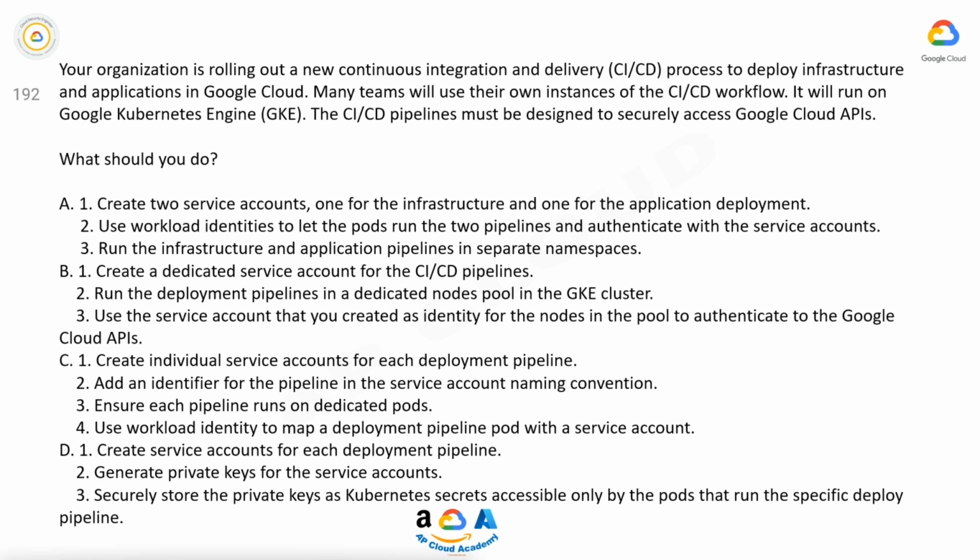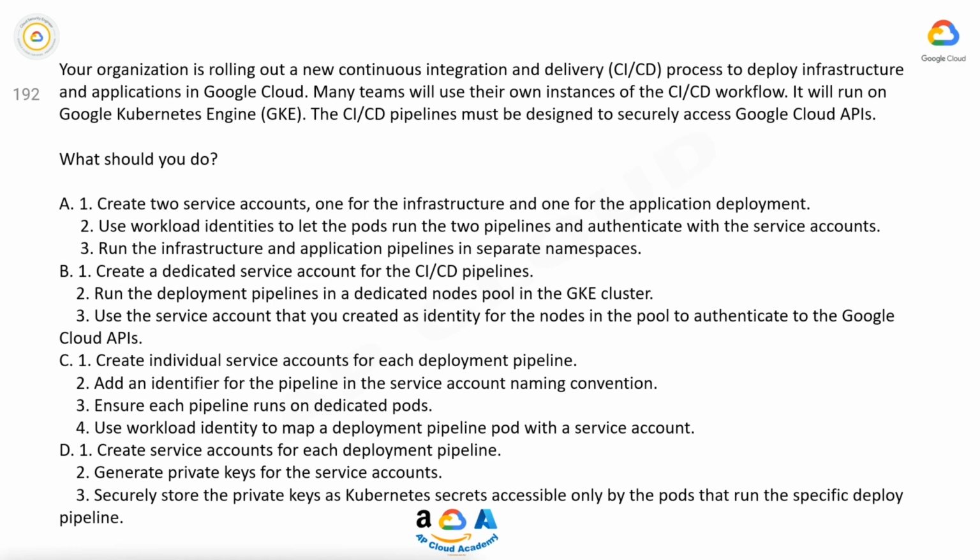B. 1. Create a dedicated service account for the CI/CD pipelines. 2. Run the deployment pipelines in a dedicated node pool in the GKE cluster. 3. Use the service account that you created as the identity for the nodes in the pool to authenticate to the Google Cloud APIs.